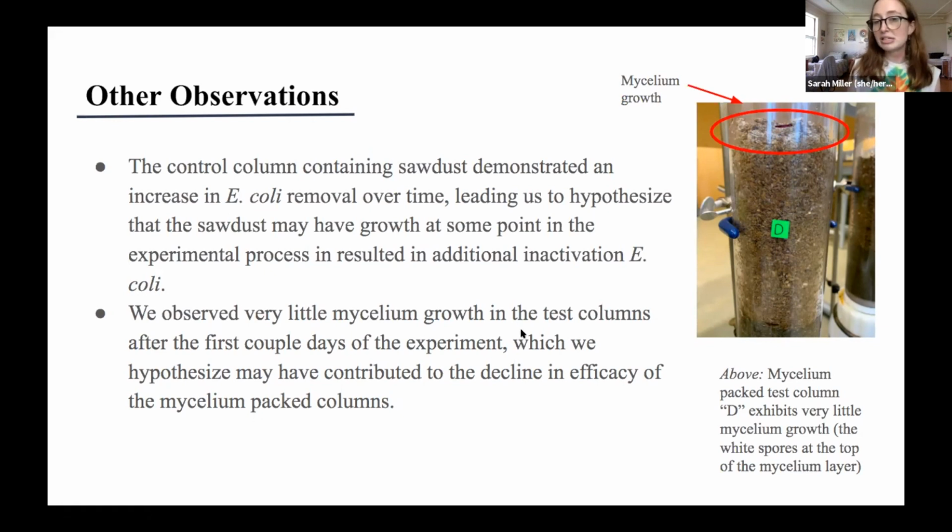In this image, you can see that there is a red circle around the top of this layer, and those white spores in that circle are what we look for to see mycelium growth. That's this mycelium growth. And you can see it's very little just at the very top of the layer. But we would expect it to extend throughout the layer over time as the mycelium continues to grow. However, we did not observe that.